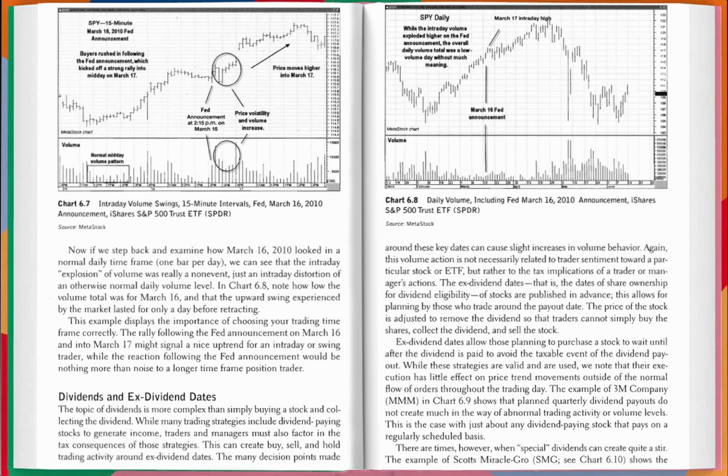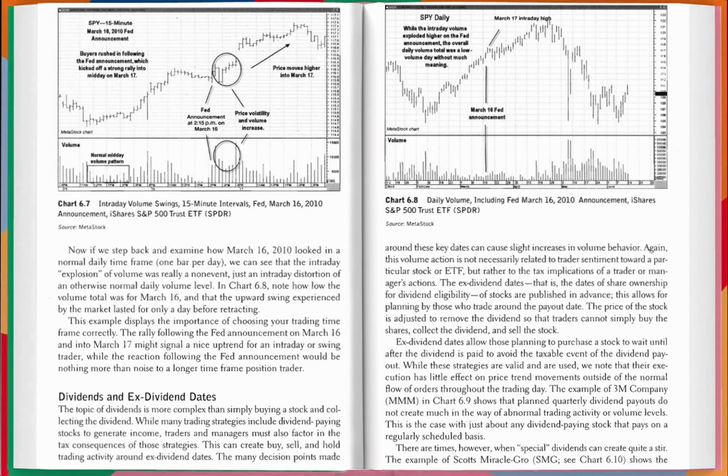In chart 6.8, note how low the volume total was for March 16, and that the upward swing experienced by the market lasted for only a day before retracting. This example displays the importance of choosing your trading time frame correctly. The rally following the Fed announcement on March 16 and into March 17 might signal a nice uptrend for an intraday or swing trader, while the reaction following the Fed announcement would be nothing more than noise to a longer time frame position trader. Dividends and ex-dividend dates.